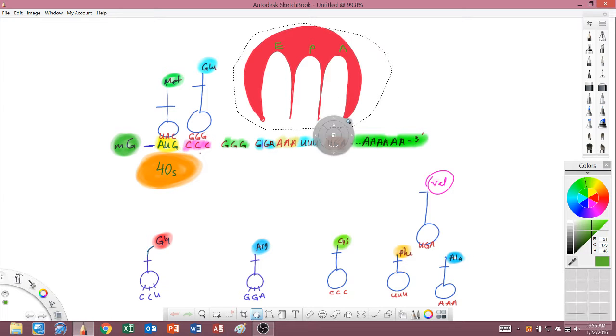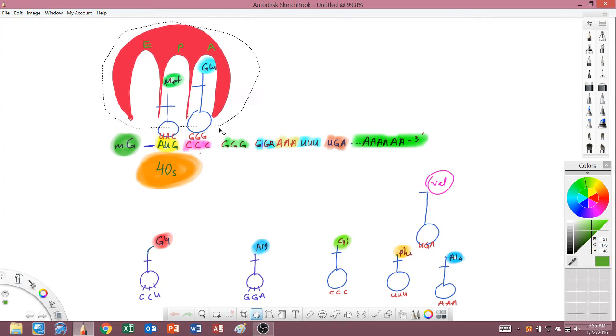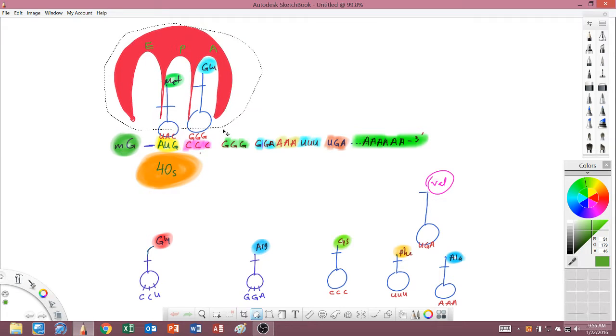If you watch a movie, maybe that will be better, but let's see. Okay, there you go. The only one complementary to CCC is GGG. So obviously that's the only tRNA that can come here. Now you see that the 2 amino acids are brought very close together. Methionine is brought close to glutamate. When they're close enough, you can form a bond.